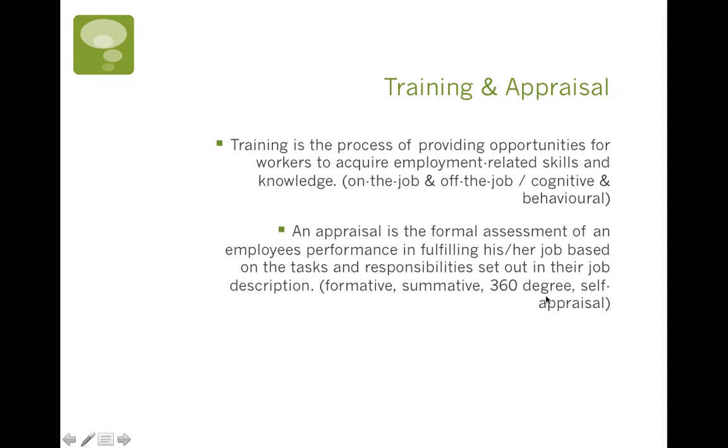360-degree appraisals is where we get feedback from everyone, not just the managers. So because it's 360 degree, like a circle, we look at the colleagues, we look at subordinates, we look at other managers. Anyone who you work with can give feedback on your performance in a 360-degree appraisal. So it's very time consuming, but it gives you really quality data. Obviously there's a risk that some individuals, especially subordinates, may use it as an attack on managers. That's not necessarily truthful, but it is possible.